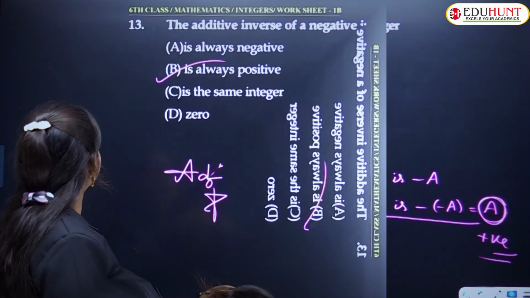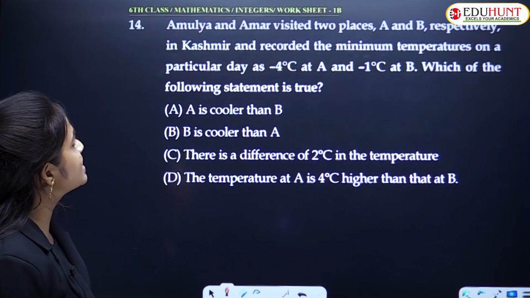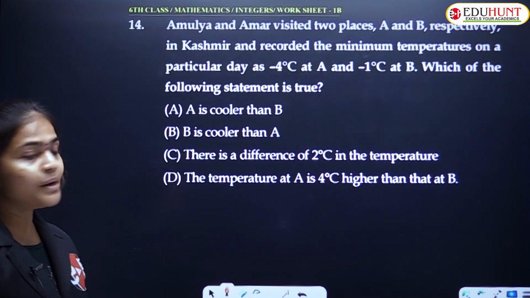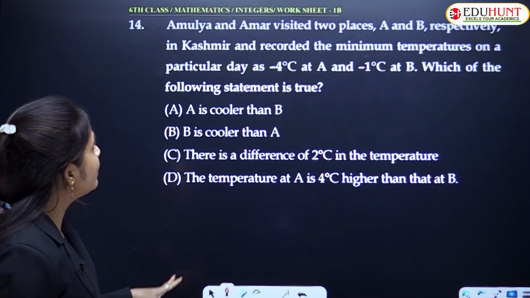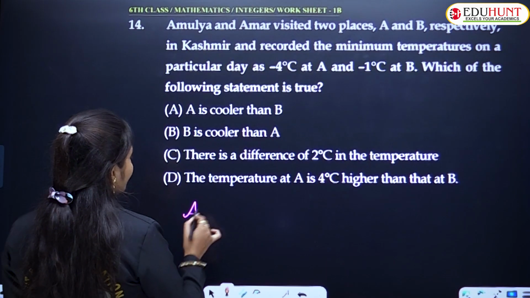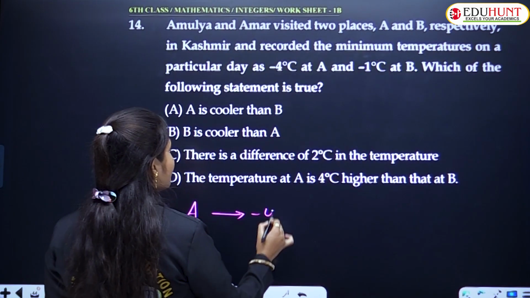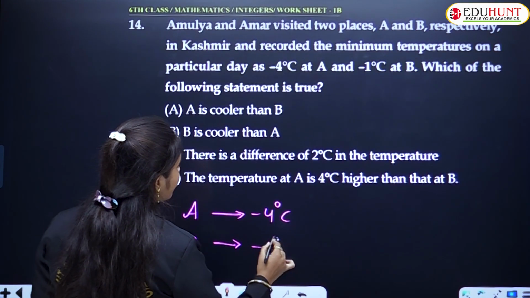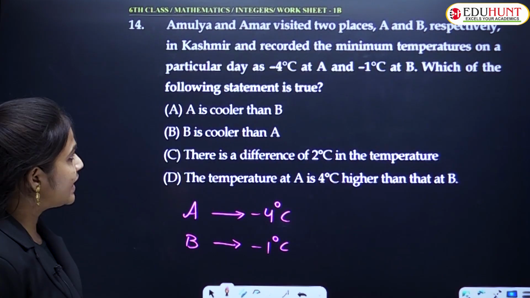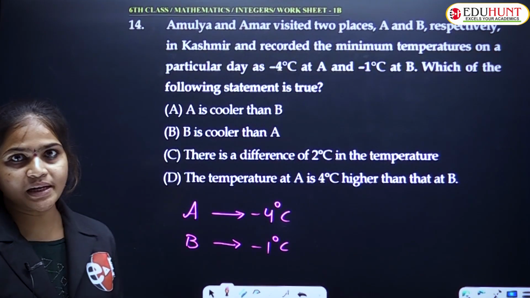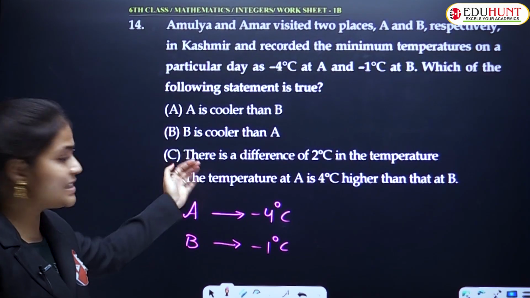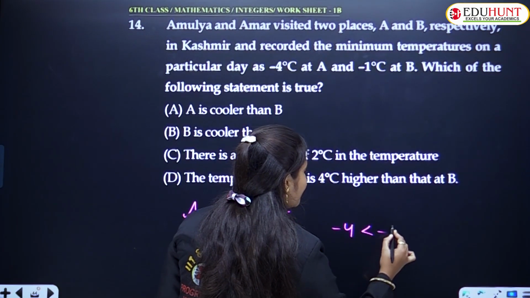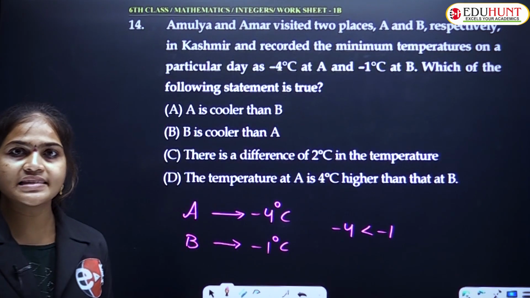Understand? Yes. Next. Amulya and Amar visited two places A and B respectively in Kashmir and recorded the minimum temperatures on a particular day as minus 4 degrees Celsius. Temperature recorded at A is minus 4 degrees Celsius and at B minus 1 degree Celsius. Which of the following statements is true? Before going to those statements, first you have to check that minus 4 is less than minus 1.